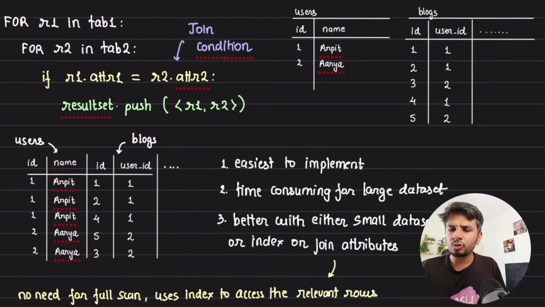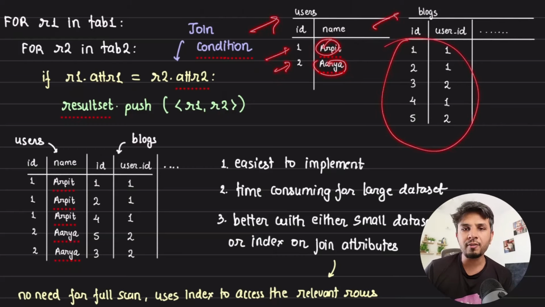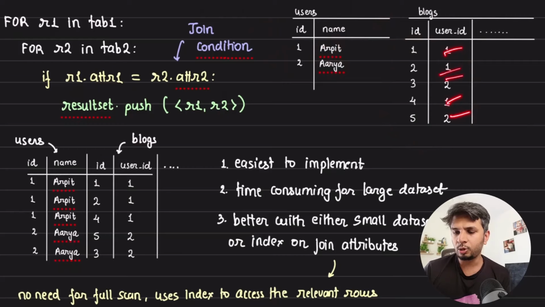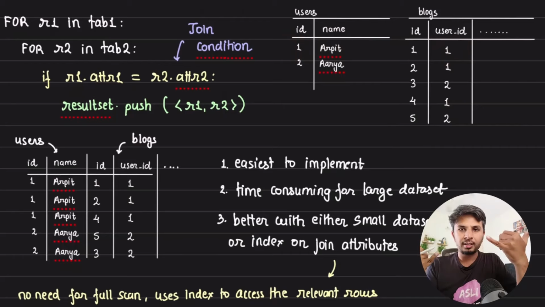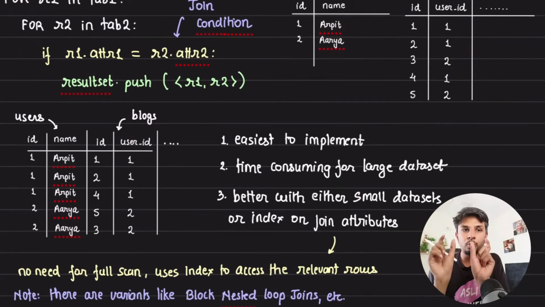So if I were to go slightly deeper into implementation details, or a walkthrough of this example, it would look something like this. Let's say I have a users table with two rows, ID 1 and ID 2, Arpit and Arya. And I have a blogs table in which I have five blogs written, three from user one and two from user two. So overall, when I'm joining these two tables, the resultant set would have five rows, because I'm joining the two tables on user ID. What I want as a result is the join of these two tables. So my result should contain columns across both the tables combined together on the join attribute.